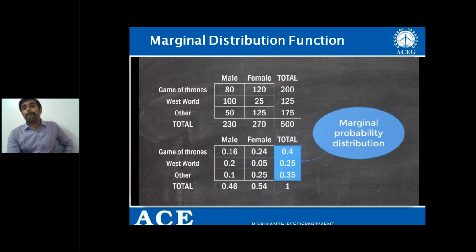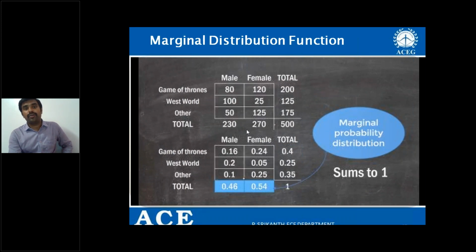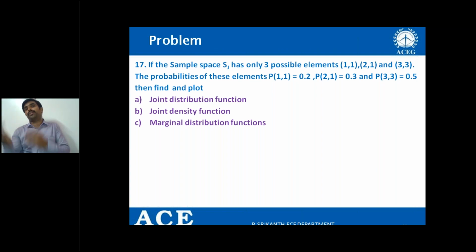These are all called marginal probabilities, and the combination is called the marginal distribution. The total value is always equal to 1. If I take male and female, the male candidate subscription probability is 0.46, and the female candidate subscription probability is 0.54. The total probability equals 1. The individual probabilities are called marginal probabilities, and this combination is called the marginal probability distribution. Am I clear? One is with respect to x, and another is with respect to y.